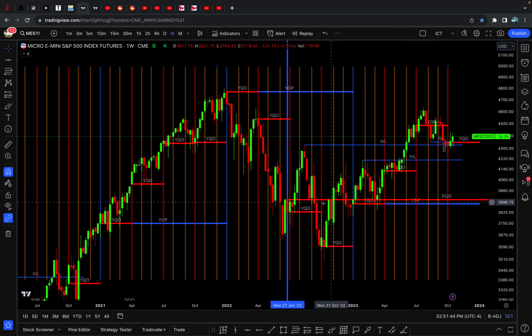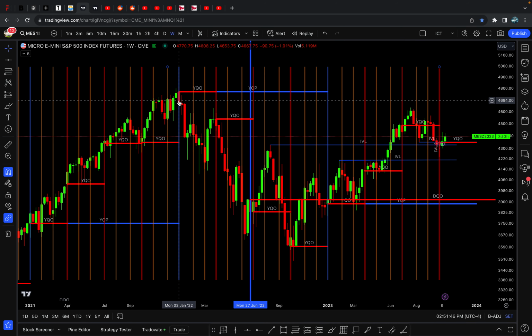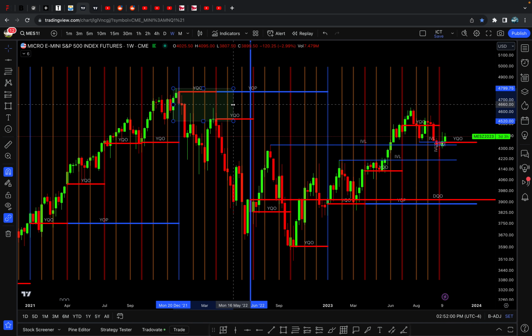Let's continue. So anyway, we had a reversal. That's my whole point. Break a structure, boom, retest this order block, which would be, not that this video is about order blocks, but the order block would be right here.